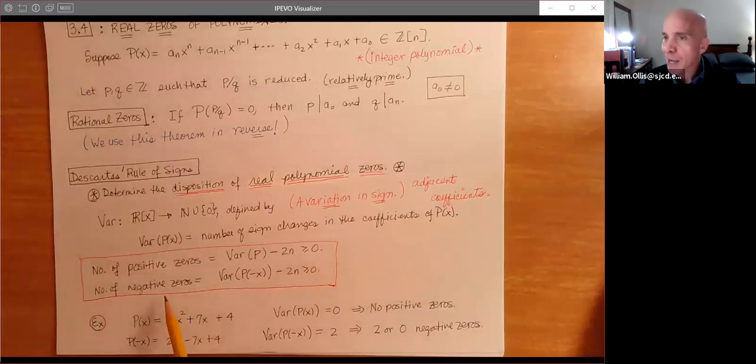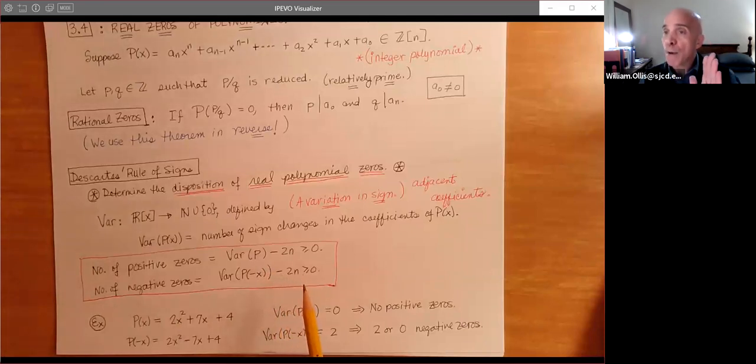Now, what's nice about this is it's easy to execute. For the negative zeros, we simply replace x with its additive inverse. Here I didn't even put of x because it's just plain old p. But what we basically do is a reflection in the y-axis. And so we can keep track of the negative zeros by looking at the variation in sign of p of negative x. And of course, the other possibilities would be that number less by an even whole number. And then of course, we always want this to be non-negative.